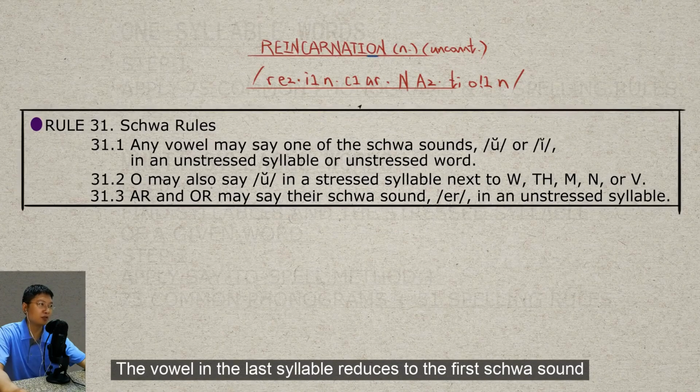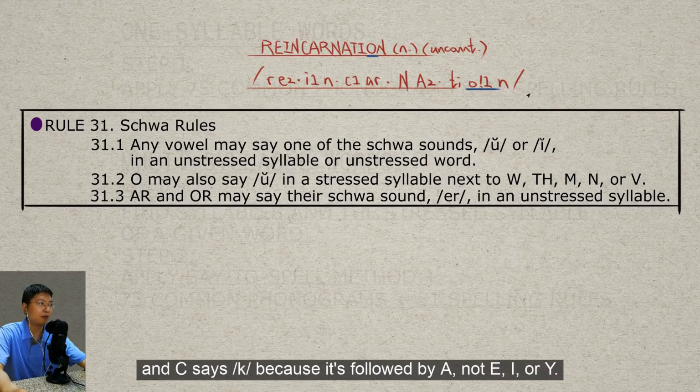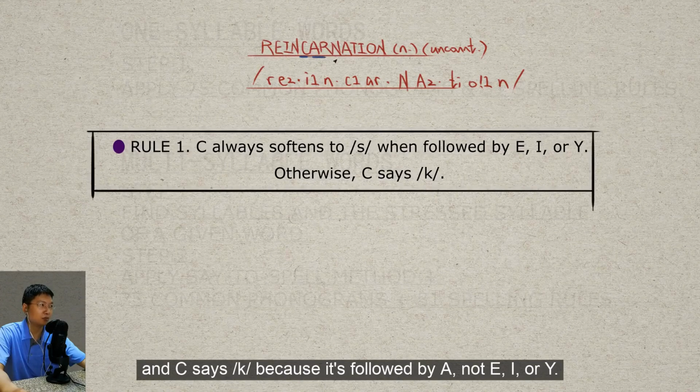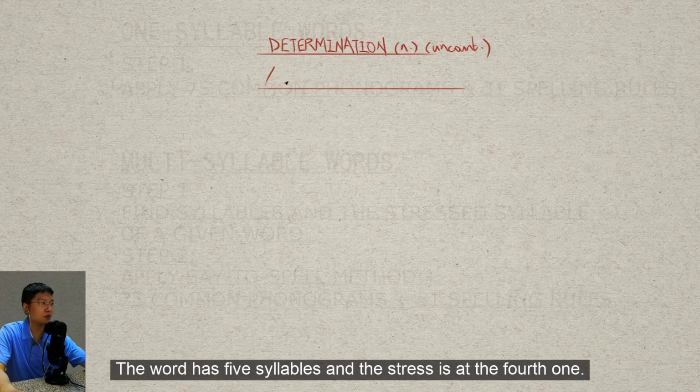The vowel in the last syllable reduced to the first schwa sound because it's in the unstressed syllable, and C says k because it's followed by a, not e, i, or y. The last word is determination. The word has 5 syllables and the stress is at the fourth one.